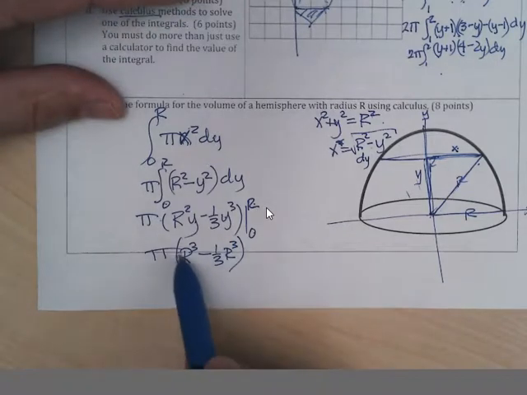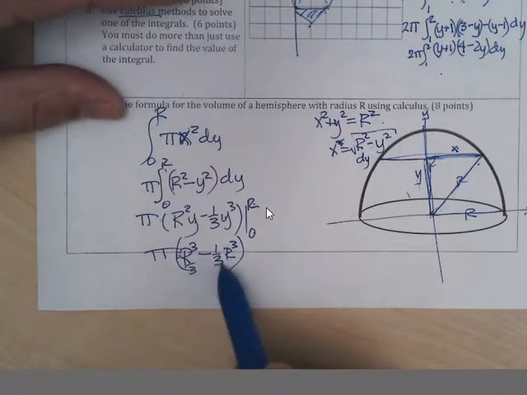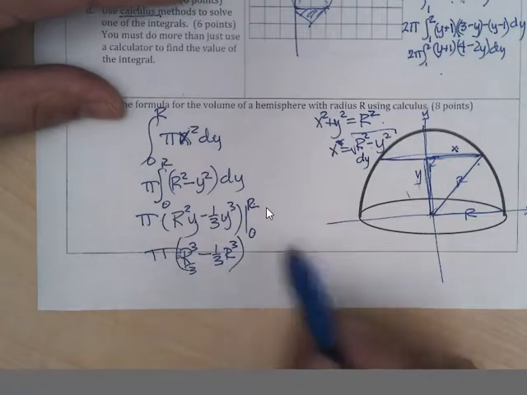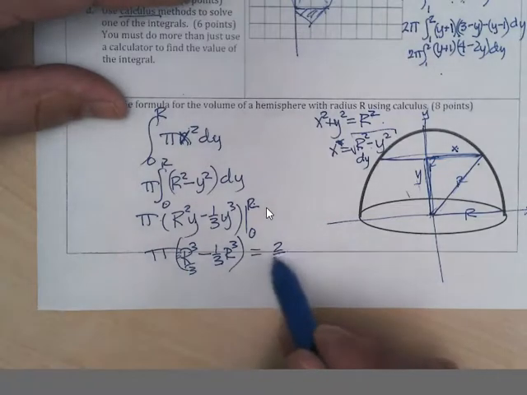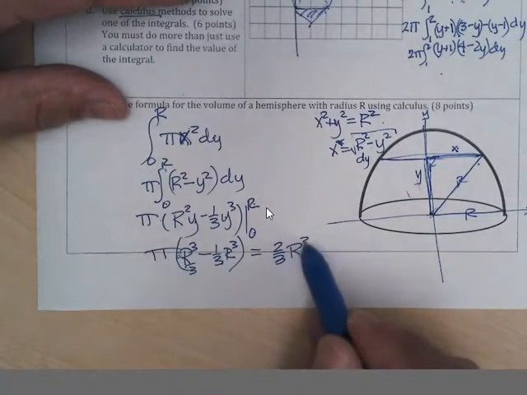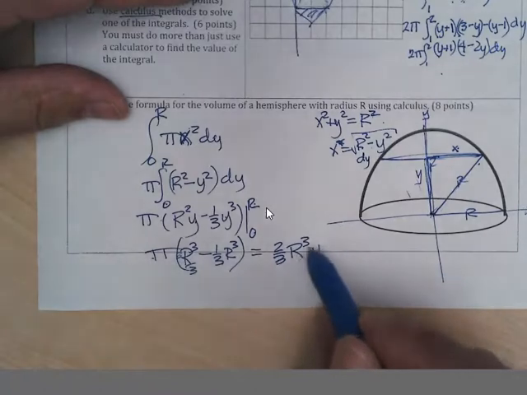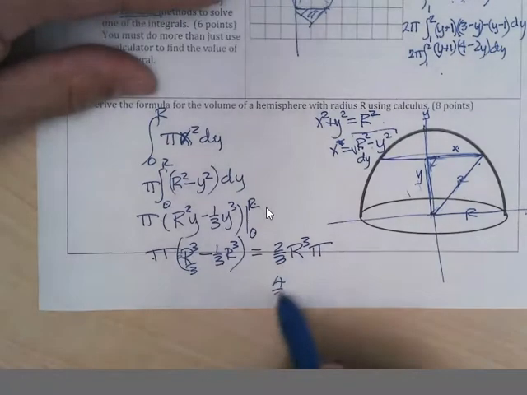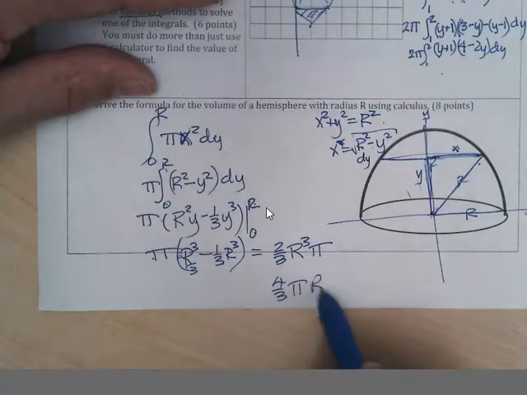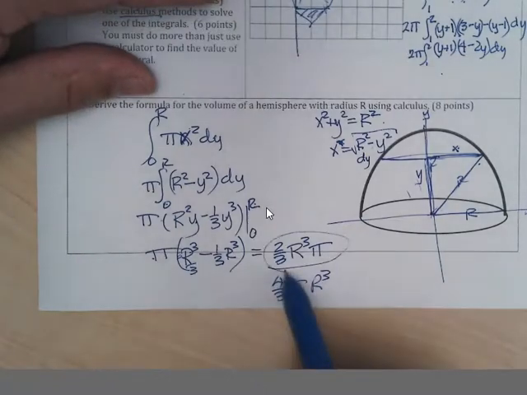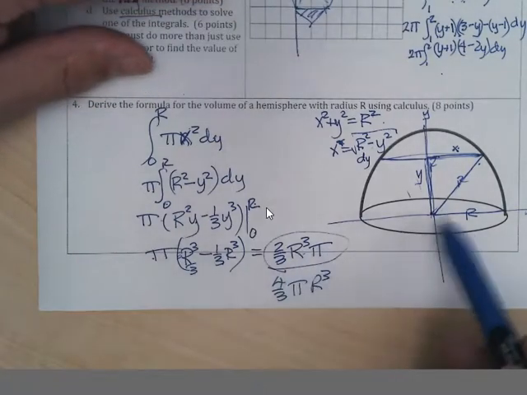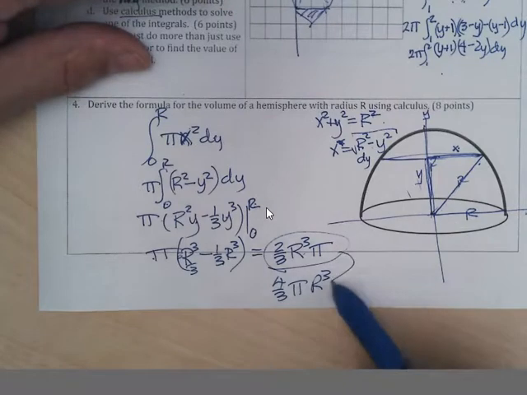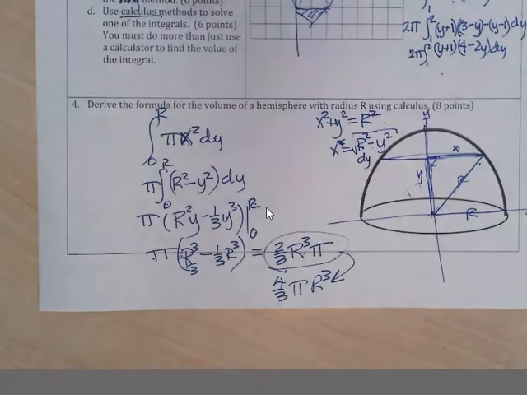So this is 3/3 minus 1/3 of r cubed, which is 2/3 r cubed times pi. The volume of a sphere is 4/3 pi r cubed, so 2/3 pi r cubed is a hemisphere, and we've just got the correct formula. Okay, turning this over. Next one.